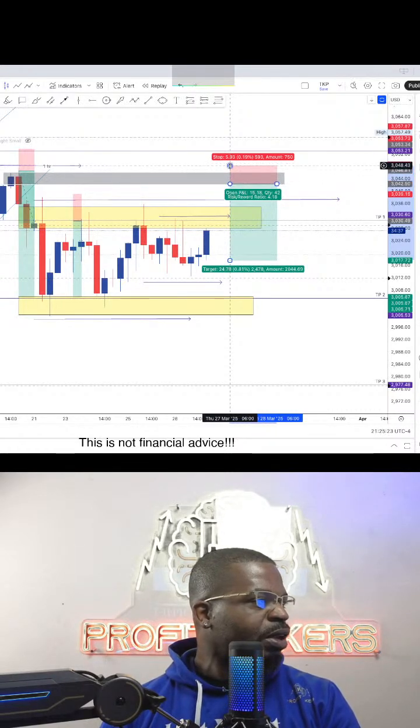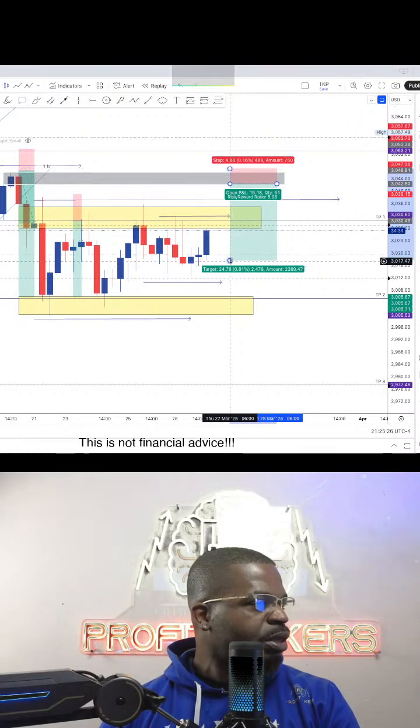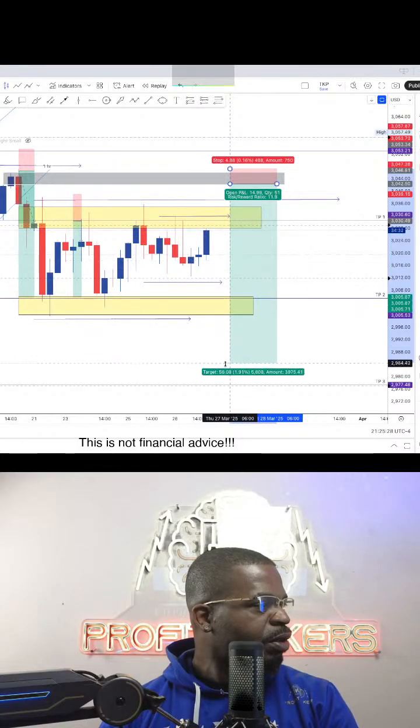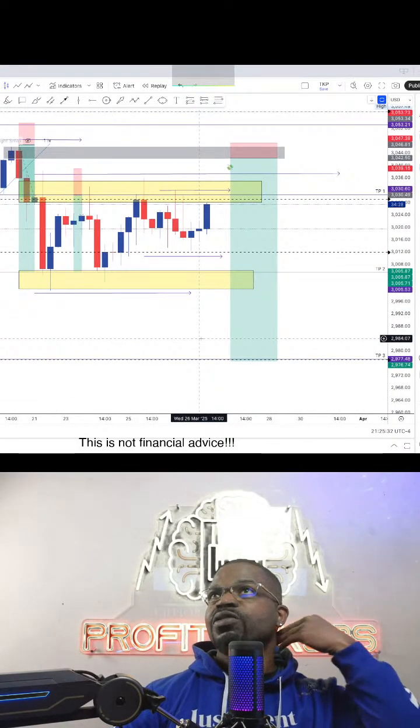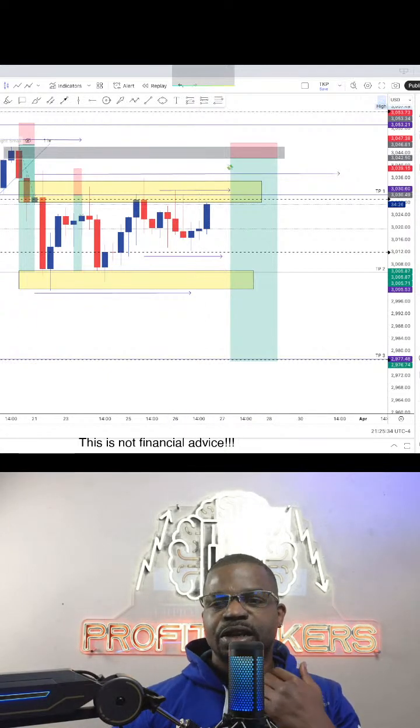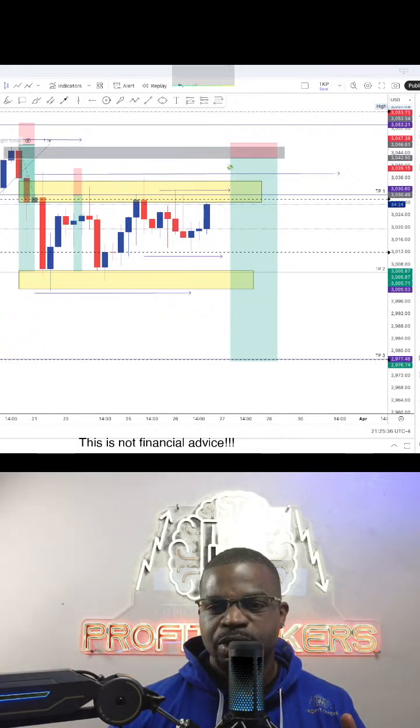And with this one, we're taking it all with a TP3. And depending on what happens once we reach that area, we may be able to let this trade setup run a bit more.